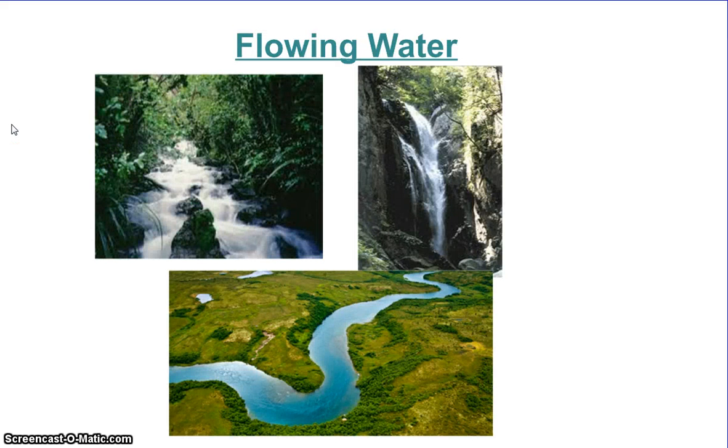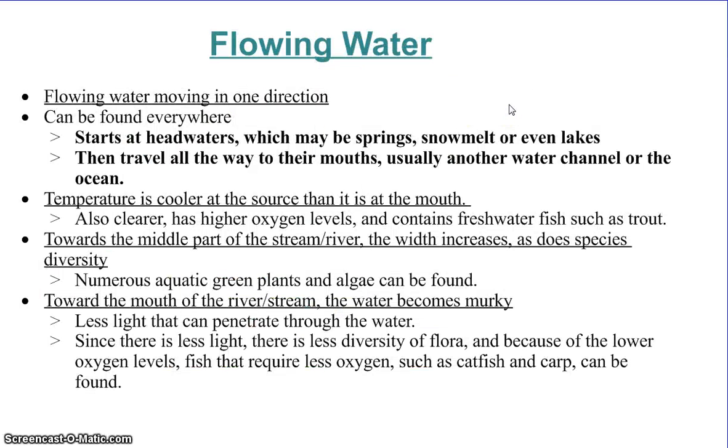The next one is our flowing water biomes. And these are biomes where flowing water is moving in one direction. Can be found everywhere. It always starts at headwaters, which may be springs, snowmelt, or even lakes. Then they travel all the way to their mouths, usually another water channel or the ocean.